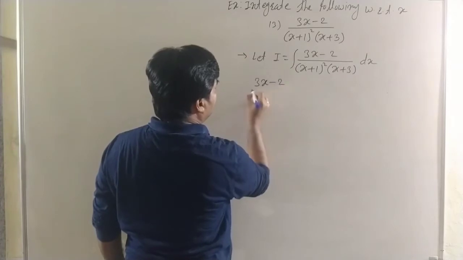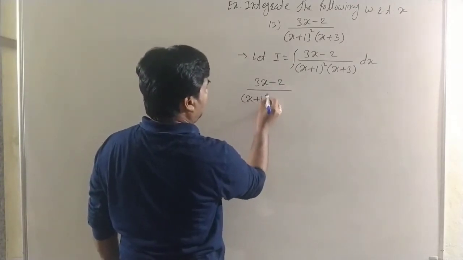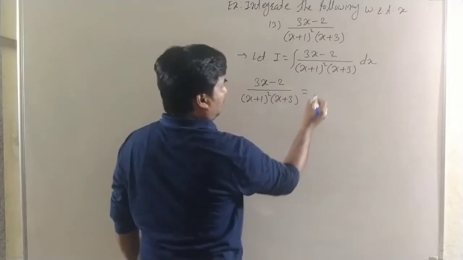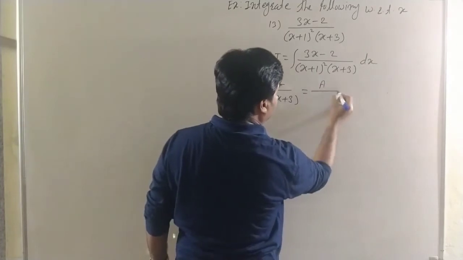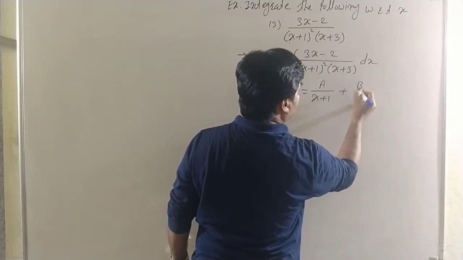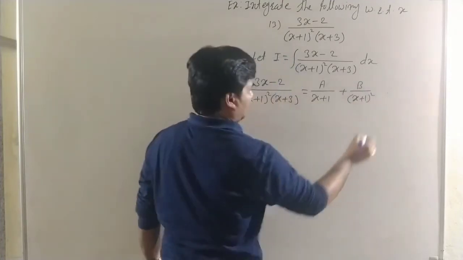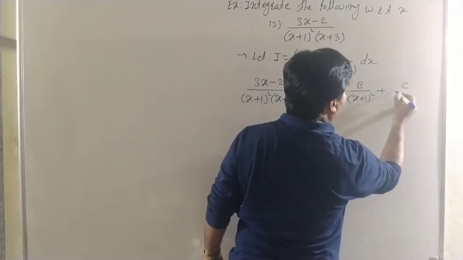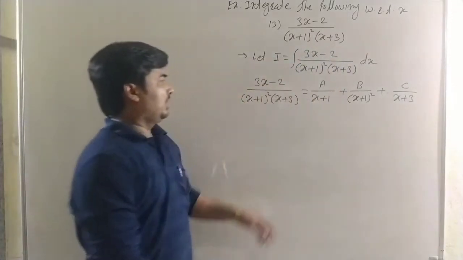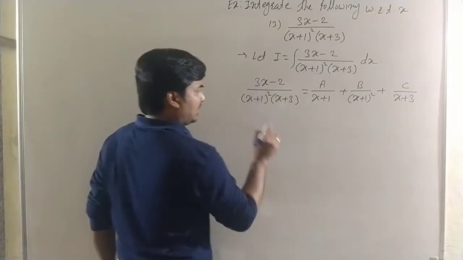(3x minus 2) upon (x plus 1) whole square into (x plus 3) is equal to A upon (x plus 1) plus B upon (x plus 1) square plus C upon (x plus 3). Now here A, B and C are constants. Now we solve this. See carefully.